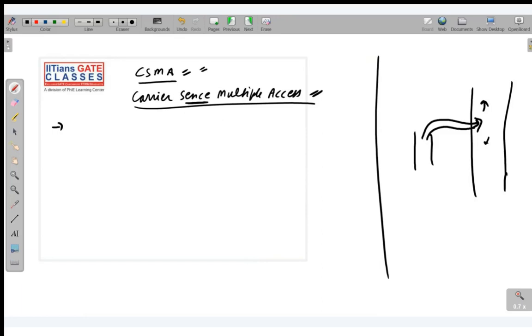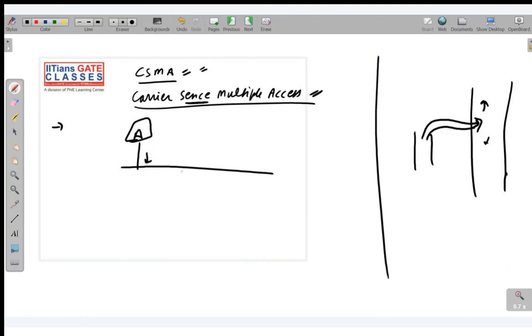It is based on the principle of, see, what we are doing exactly here. First we are sensing the channel. Let me give you the idea. Here station A is there. It will first sense the channel. If it finds the channel busy, it will not send the data.